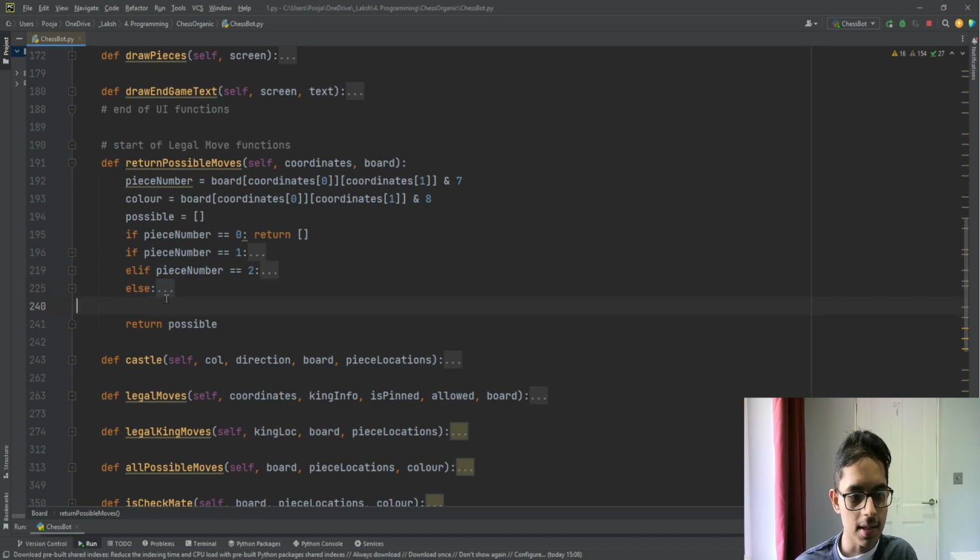Otherwise, this bit of code does all the other pieces. The reason why we split this into three different sections is because the knight moves and the pawn moves are quite distinct from how king moves or queen moves. If you think about it, a queen and king have very similar moves, since they can move in any direction, but the king can only move one square in any direction, while the queen can move any number of squares in any direction.